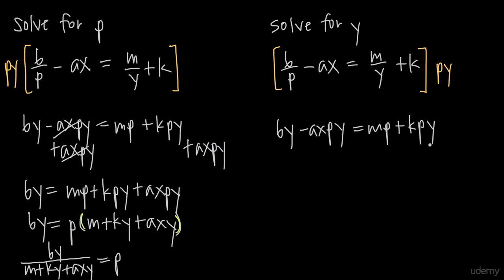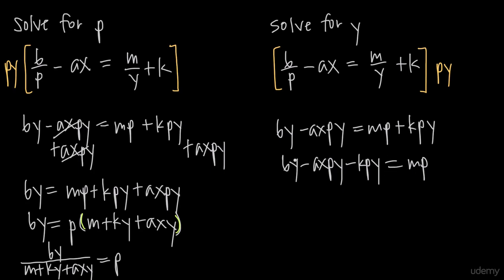Now remember, we're trying to solve this one for y, so that means we want to get all of our y variables together on one side and any terms that don't involve y by themselves on the other side. The only term that doesn't involve y in this equation is mp, so we want to isolate it over here on the right hand side by subtracting kpy from both sides. When we do that, we'll get 6y minus axpy minus kpy is equal to mp. The kpy will disappear on this side when we subtract kpy from the right. So now we have mp by itself.